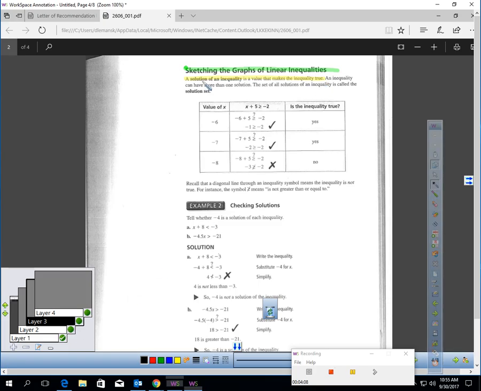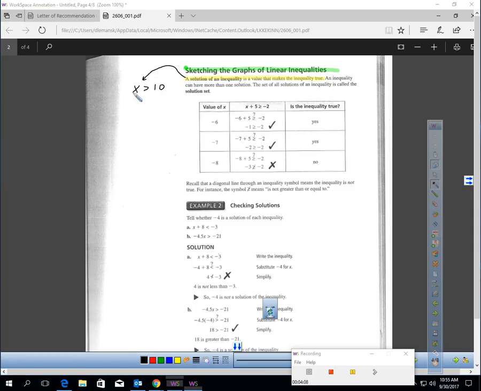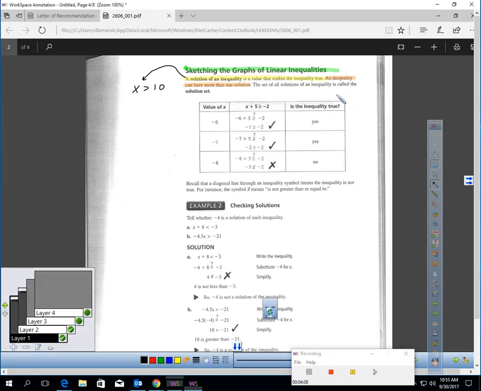Let me give you a simple example of that. Let's say we had the inequality x is greater than 10. A solution would be a number that I can plug in here that makes this true. Like if I put a 20 in there, 20 is definitely bigger than 10. 20 is a solution of the inequality. Now it's important to note, an inequality can have more than one solution. There's a whole bunch of numbers I could plug in here that are bigger than 10 and would make it true.